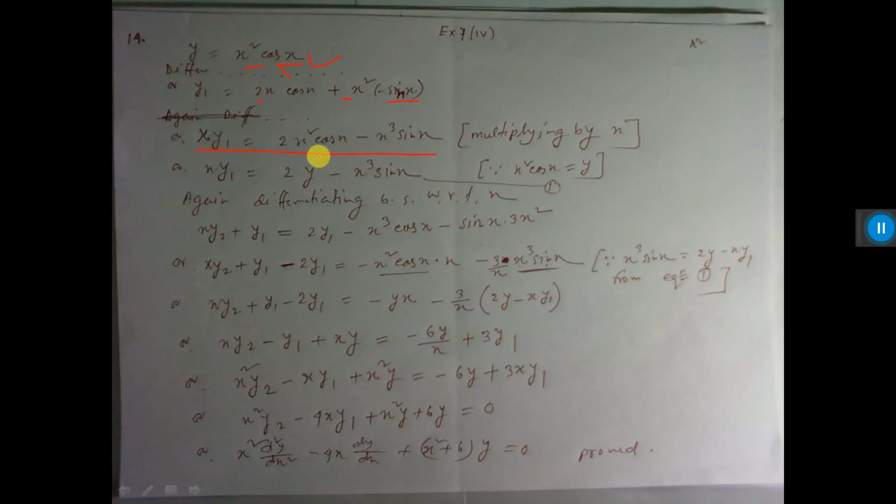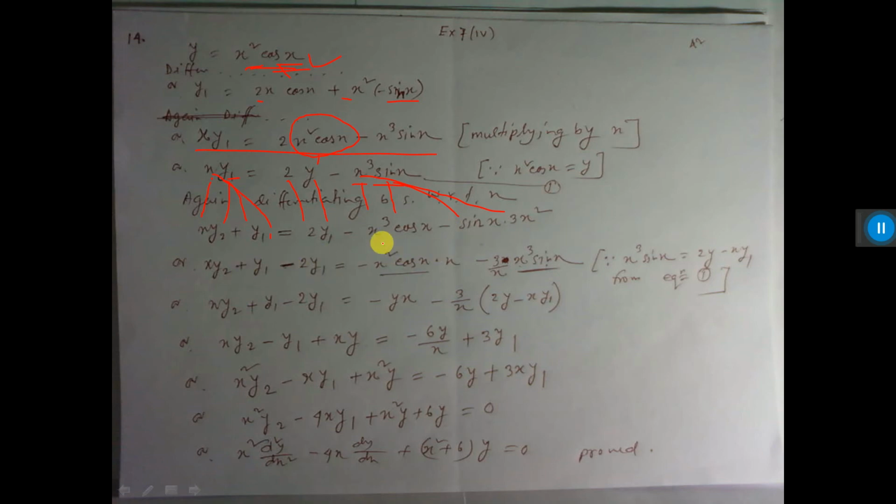Why do I multiply? Actually I want to put x square cos x equal to y. See here, x square cos x. Again differentiating with respect to x, here u into v differentiation. So x into d/dx of y1 is y2, y1 into d/dx of x is 1. That is not written. Again 2 is there, d/dx of y is y1. Here u into v differentiation. So u into d/dx of sin x is cos x, and sin x into x square differentiation 3 sin x square. Since here minus, so here plus become minus.